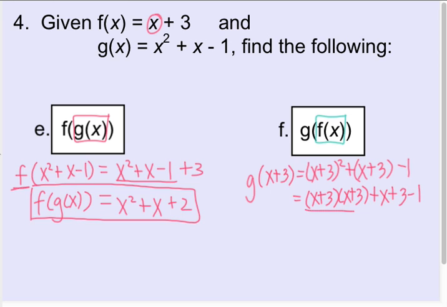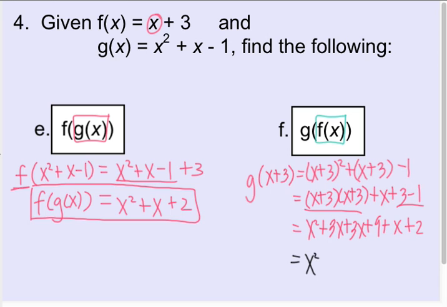And I need to FOIL this piece. Okay. So when I do that, I would have x squared plus 3x plus 3x plus 9. And I'm going to go ahead and combine these. So plus x plus 2. Now I combine all my like terms to get my final answer.